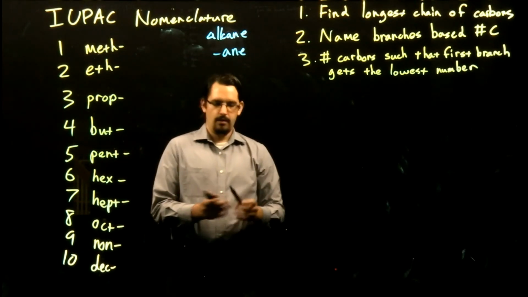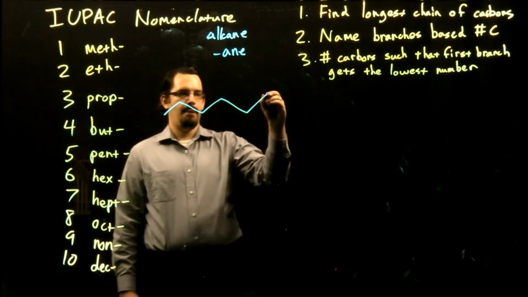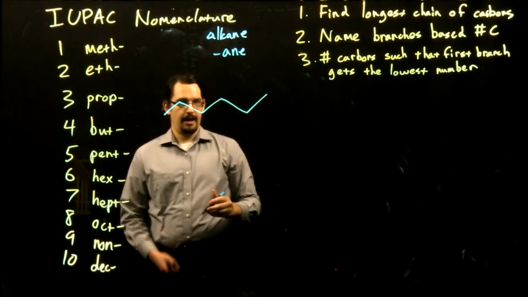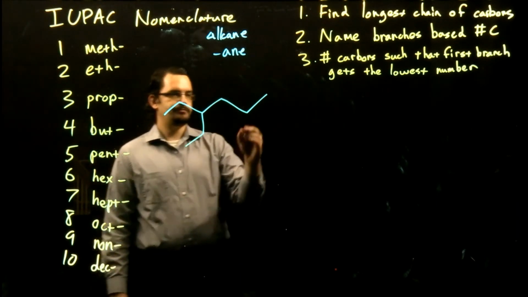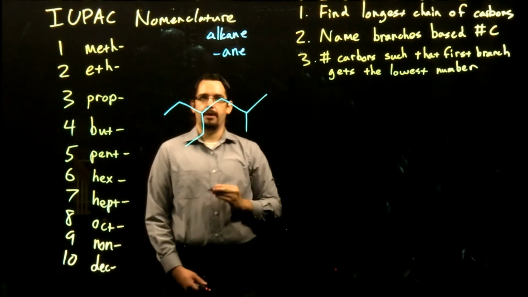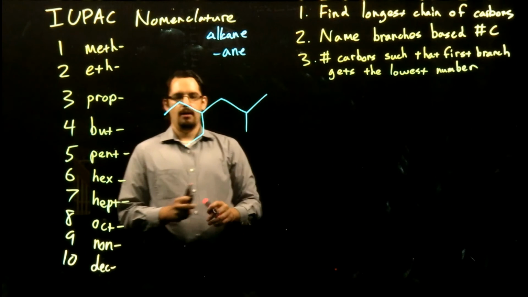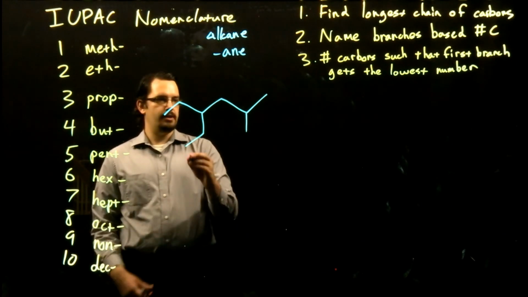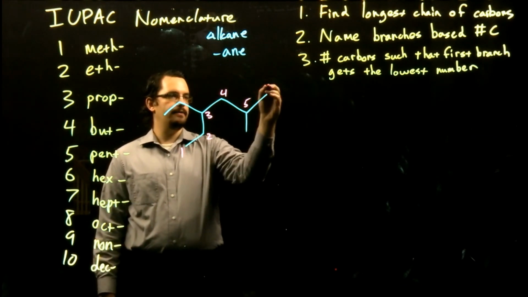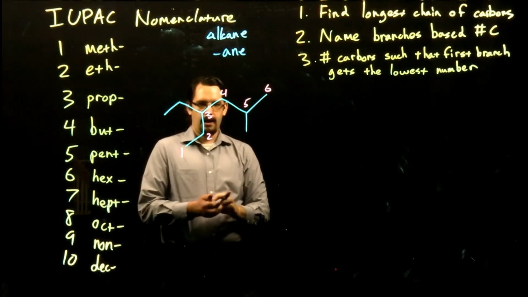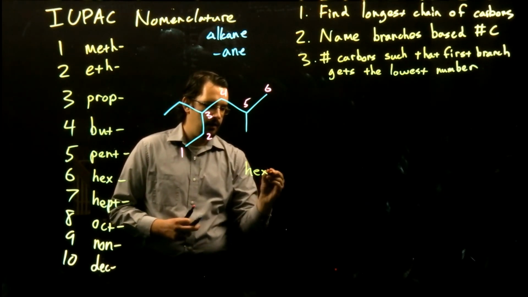Okay, so first scenario. All right, so let's say we have this compound here with two different kinds of branches. Right, so let's count our longest possible parent chain. So whether we count from here or here, we should get the same. It'd be 1, 2, 3, 4, 5, 6. So this is a hexane. So I can go ahead and write down the name of my parent chain.